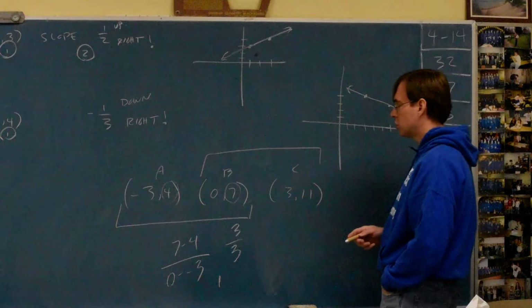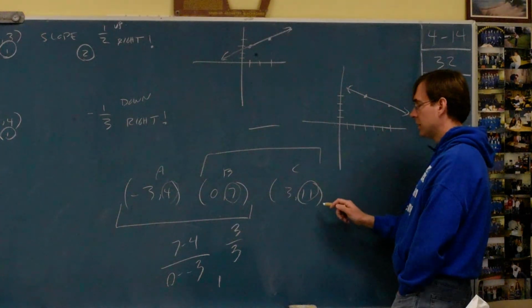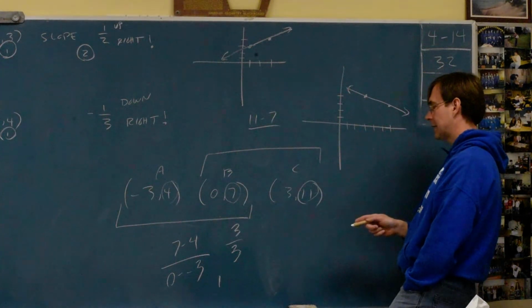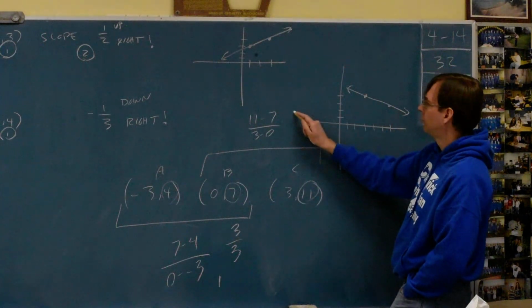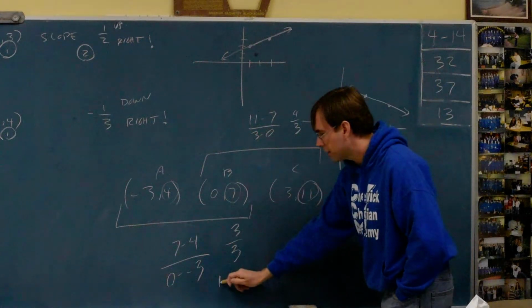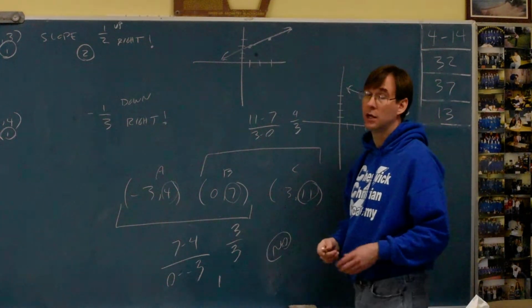Then I just need to pick another combo. If I pick those 2, with 11s and 7s, the y's, the second ones, are always on top. I'd rather go 11 minus 7. The bottom is then 3 minus 0. That's 4 over 3. 4 over 3 is not the same as 1. Anything that's different from anything else, you just say no.